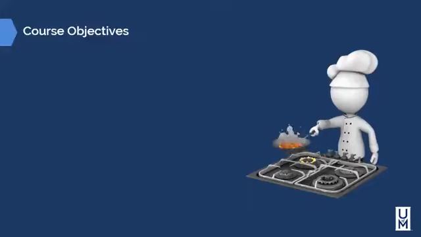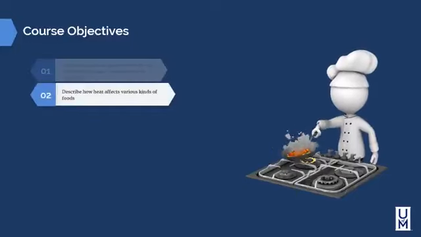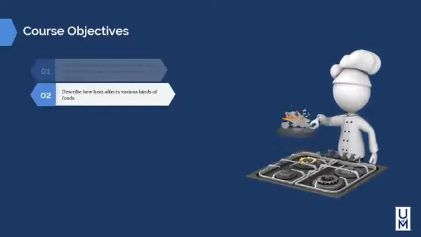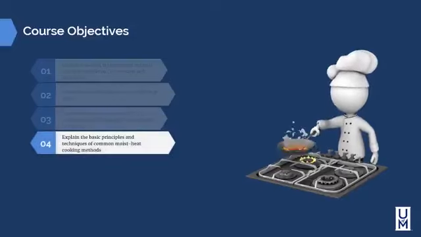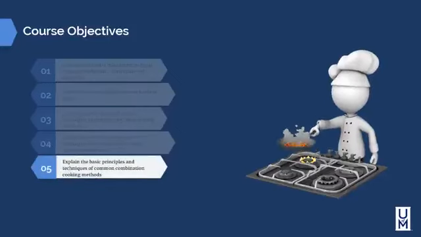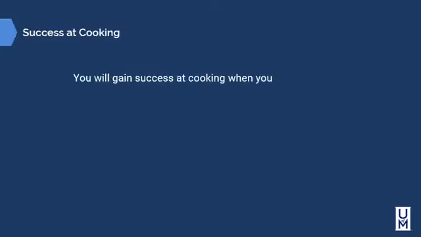The objectives for this module are: explain how heat is transferred to food through conduction, convection, and radiation. Describe how heat affects various kinds of food. Explain the basic principles and techniques of common dry heating cooking methods. Explain the basic principles and techniques of common moist heat cooking methods. Explain the basic principles and techniques of common combination cooking methods. List healthy cooking methods. So what does it take to be successful at cooking?